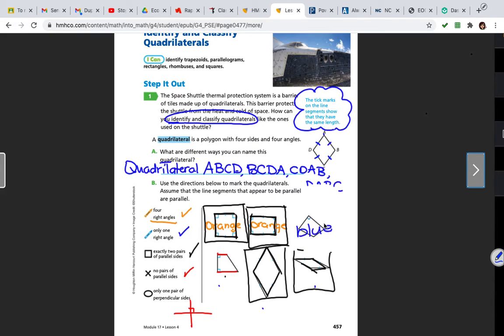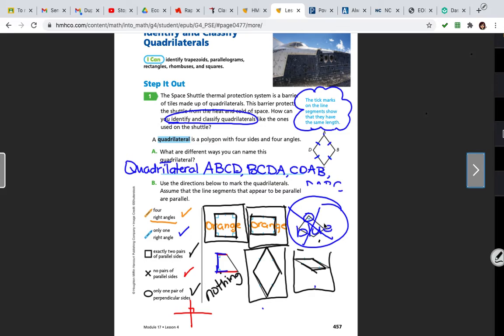That one is one pair. So right here is one pair of perpendicular. So this was an X through it and a circle around it, because this set has two pair. 1, 2, so that can't be it. So really this shape right here had nothing. Nothing was done to this shape. So that was the only one that had one pair of perpendicular sides.